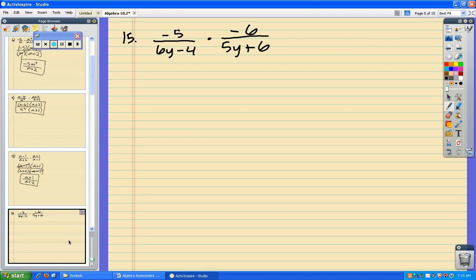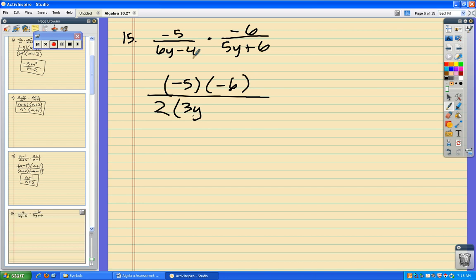Let's see. I'm going to write this as one fraction. Negative 5 times negative 6. The 6y minus 4 can be factored. They have a 2 in common. If I factor out a 2 from the first term, that's 3y. If I factor out a 2 from the second term, negative 2. 5y plus 6 have nothing in common.